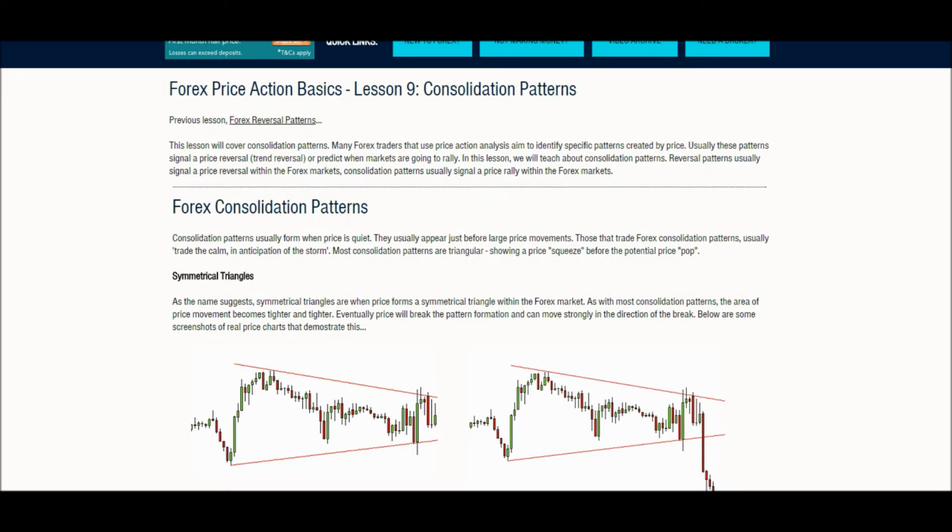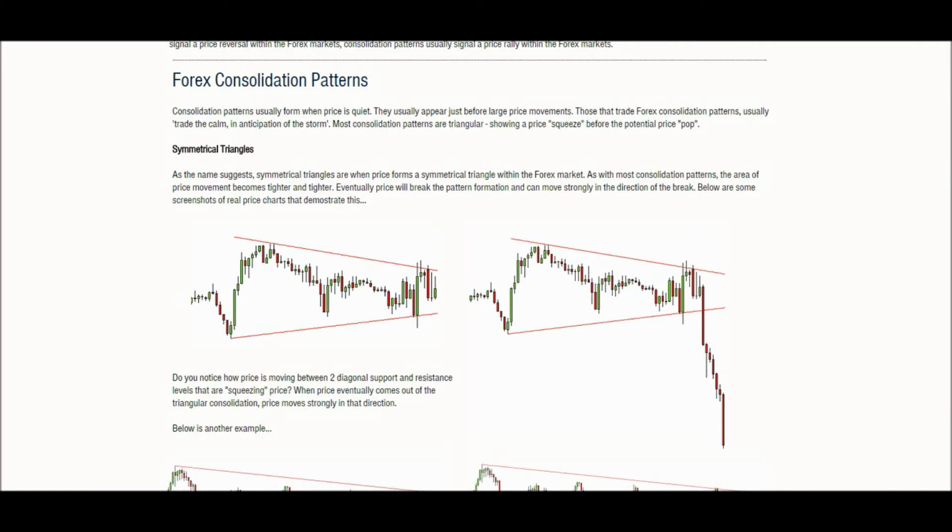Now, a lot of consolidation patterns are triangular. They are triangle shapes. So if we look at this first pattern, this is symmetrical triangles. Obviously symmetrical, you have a very similar or exact degree for the sides of the triangle. So these are symmetrical patterns. You'll see that price is being squeezed. It's getting tighter between this support and resistance, and then we have the breakout and price moves strongly in one direction.